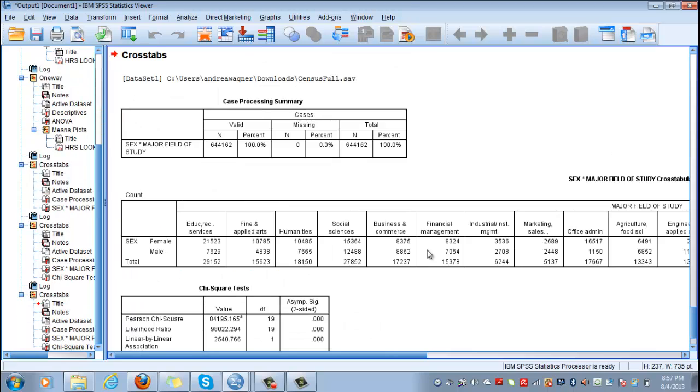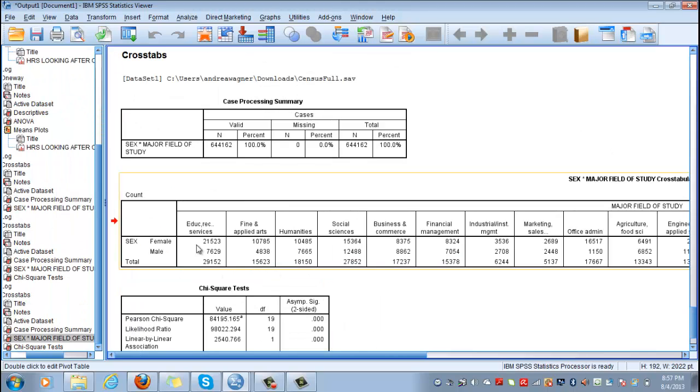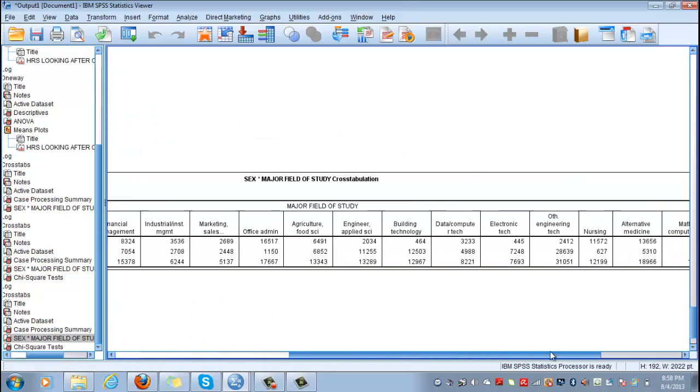First, you have a huge output here where they classify each respondent, female and male, according to how many frequencies we find there. For example, for humanities major, we will find 10,485 females and 7,665 males. And for the business and commerce major, we pretty much find an equal number of females and males in the two categories, and this goes on and on for all the majors that we have.